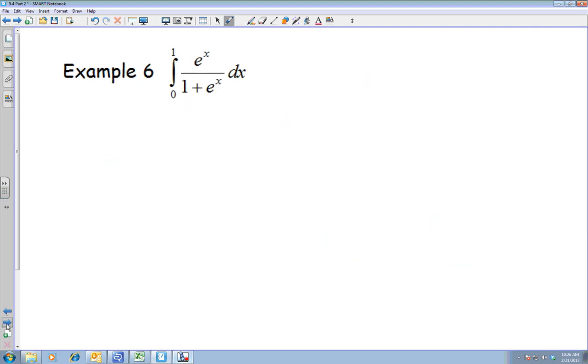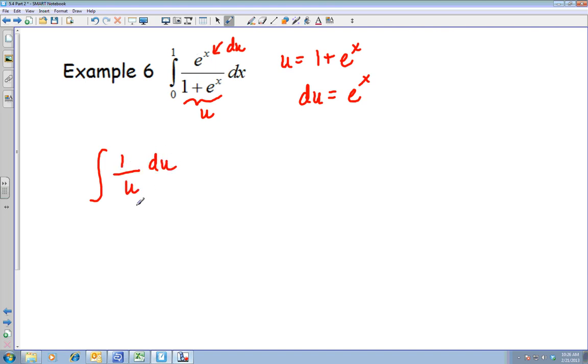Example 6. Okay, on this one, I'm not going to let my u be my x. This time I'm going to let my u be 1 plus e to the x, because look what happens. When I take the derivative of this, derivative of 1 is 0. The derivative of e to the x is e to the x, and that matches up. So look, here's what I have. U, there's my du. So I'm going to rewrite the problem. That's going to be du, or 1 over u du.